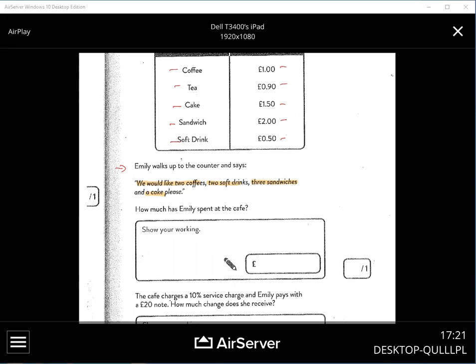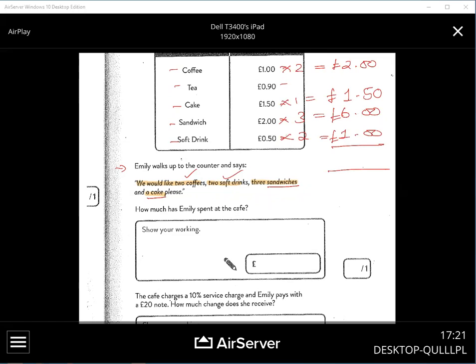So what do we need to do for this question then? So 2 coffees, how much is the coffee? The coffee is £1. So how much is 2 coffees? £2. And how much is 1 soft drink? 50p. And how much is 2 soft drinks? £1. Okay, and how much is the cost of 1 sandwich? £2. And the cost of 3 sandwiches? £6. Okay, and how much is the cost of a cake? £1.50. Okay, what do we do with all these totals?